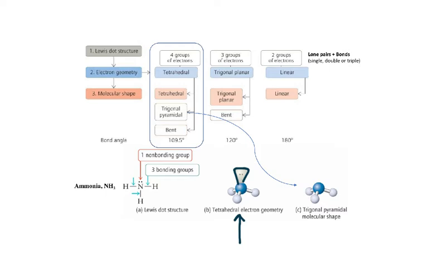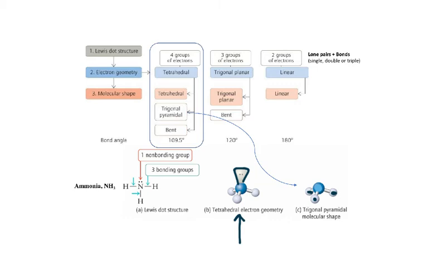However, when we think about the shape, we don't take into account electrons, so all that's left over are the atoms. And so we see three hydrogen atoms pointing slightly down from the nitrogen atom in the center, and the shape ends up looking like a pyramid with three sides. That's why it's called trigonal pyramidal. The bond angles are still the same because that's determined by the electron geometry.